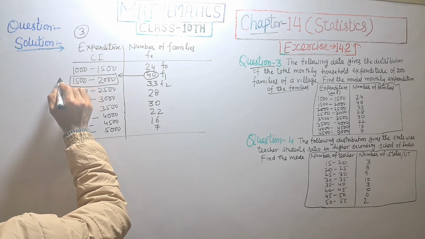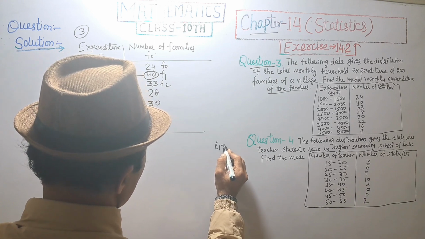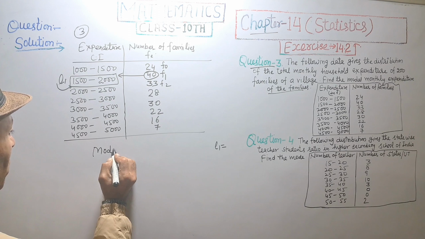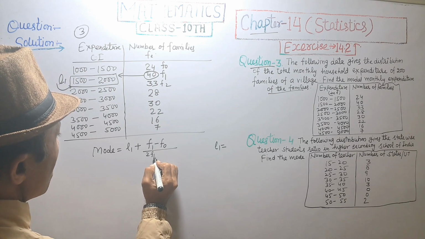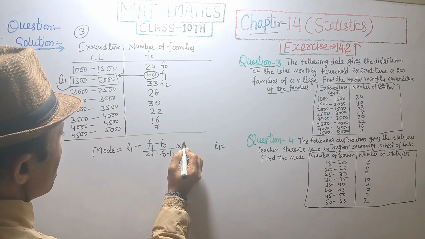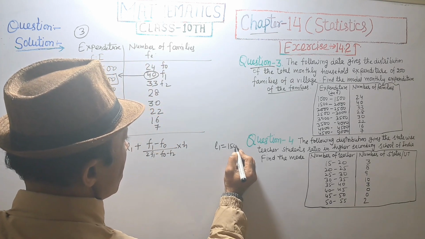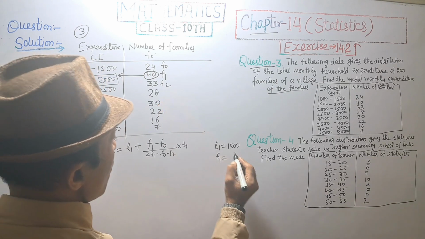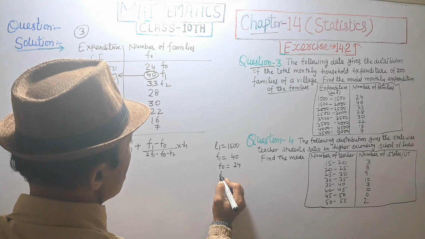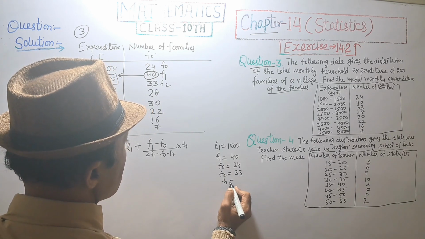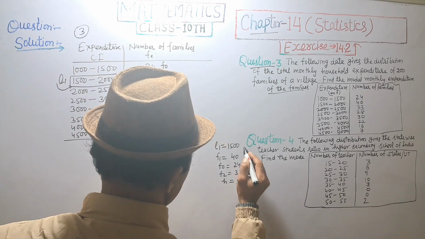And in class interval, this is L1. Mode is equal to L1 plus (F1 minus F0) upon (2 F1 minus F0 minus F2) into H. L1 is 1500, F1 is 40, F0 is 24, F2 is equal to 33, and H is 1500 minus 1000, that is equal to 500.